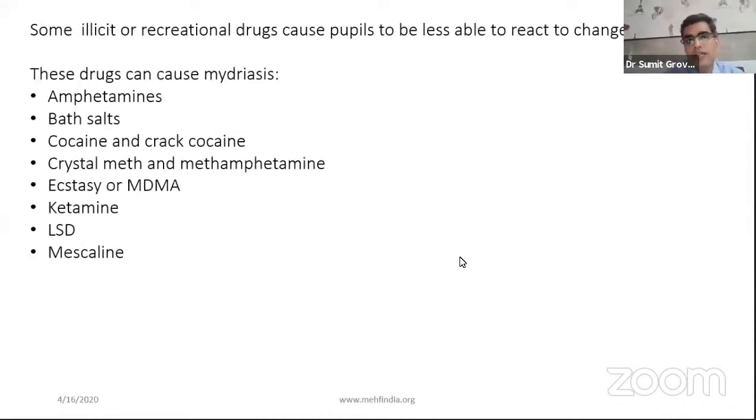Some illicit or recreational drugs. I always wonder why these are called recreational drugs. What do they recreate, I don't know. They cause mydriasis, and the examples are amphetamines, which are stimulants, bath salts, cocaine, crack cocaine, ecstasy. Ketamine is an anesthetic, LSD and mescaline. And honestly, I don't know the details about these. I just want you to know the names, and I believe that you also don't. I'm happy if you don't know the names of these drugs.